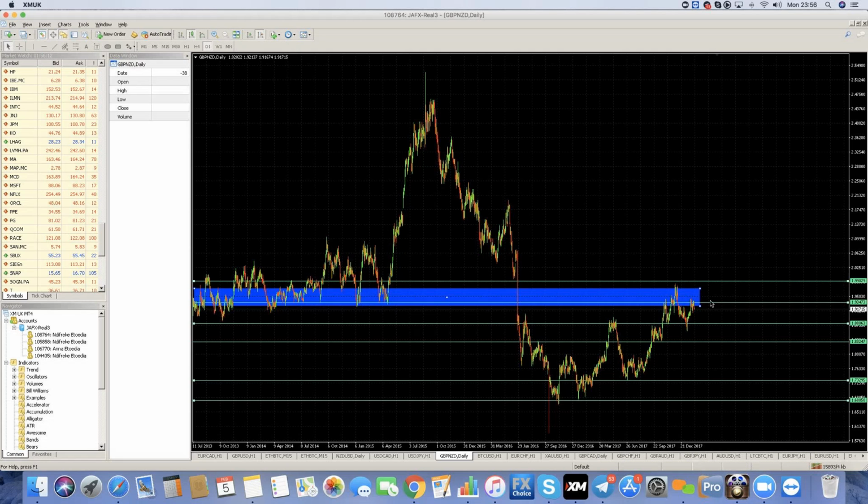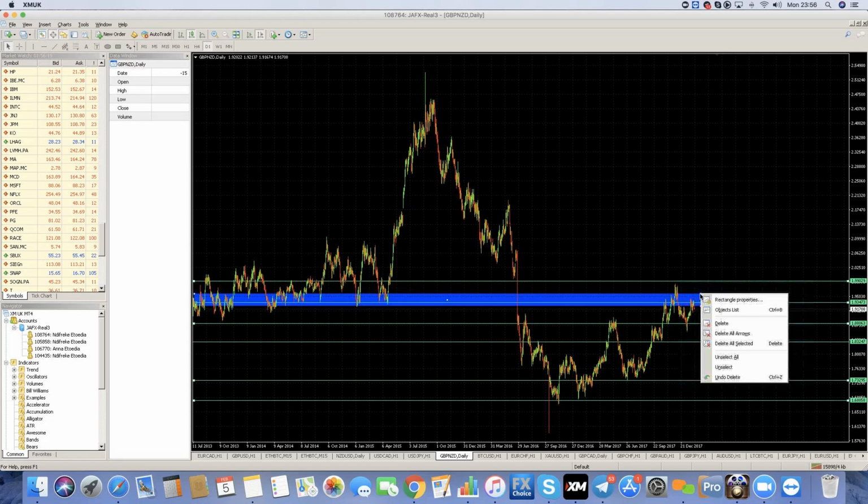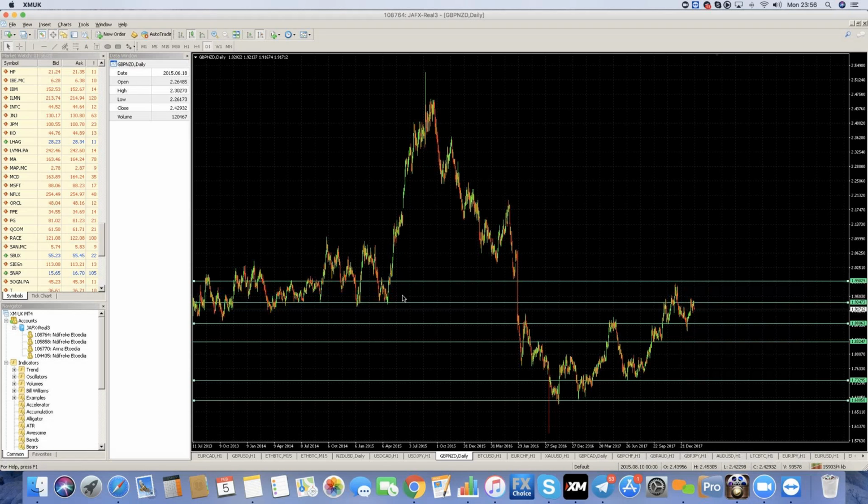Because you all have different definitions of support or resistance. So that said, I'm just going to delete this one. What else did I put on there? I'm going to delete this one as well.